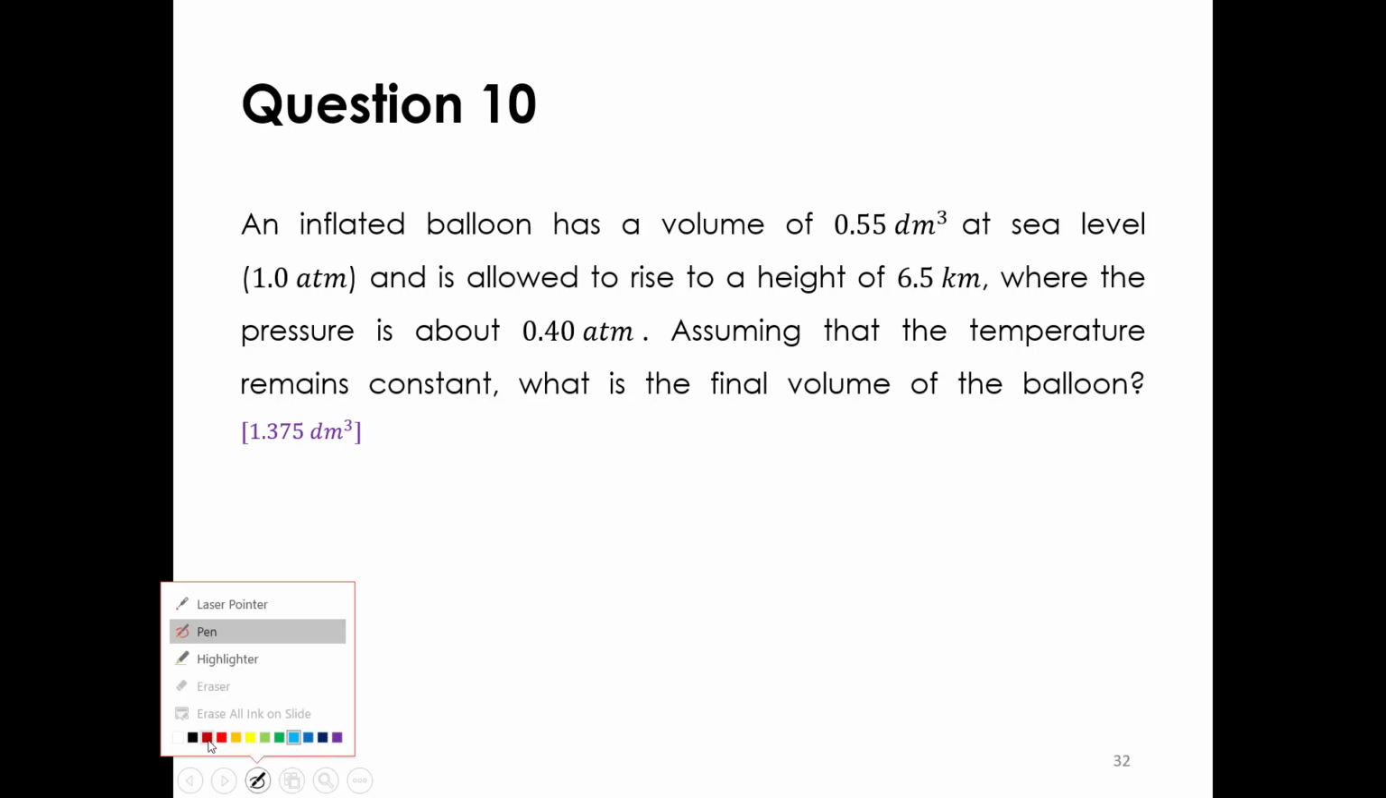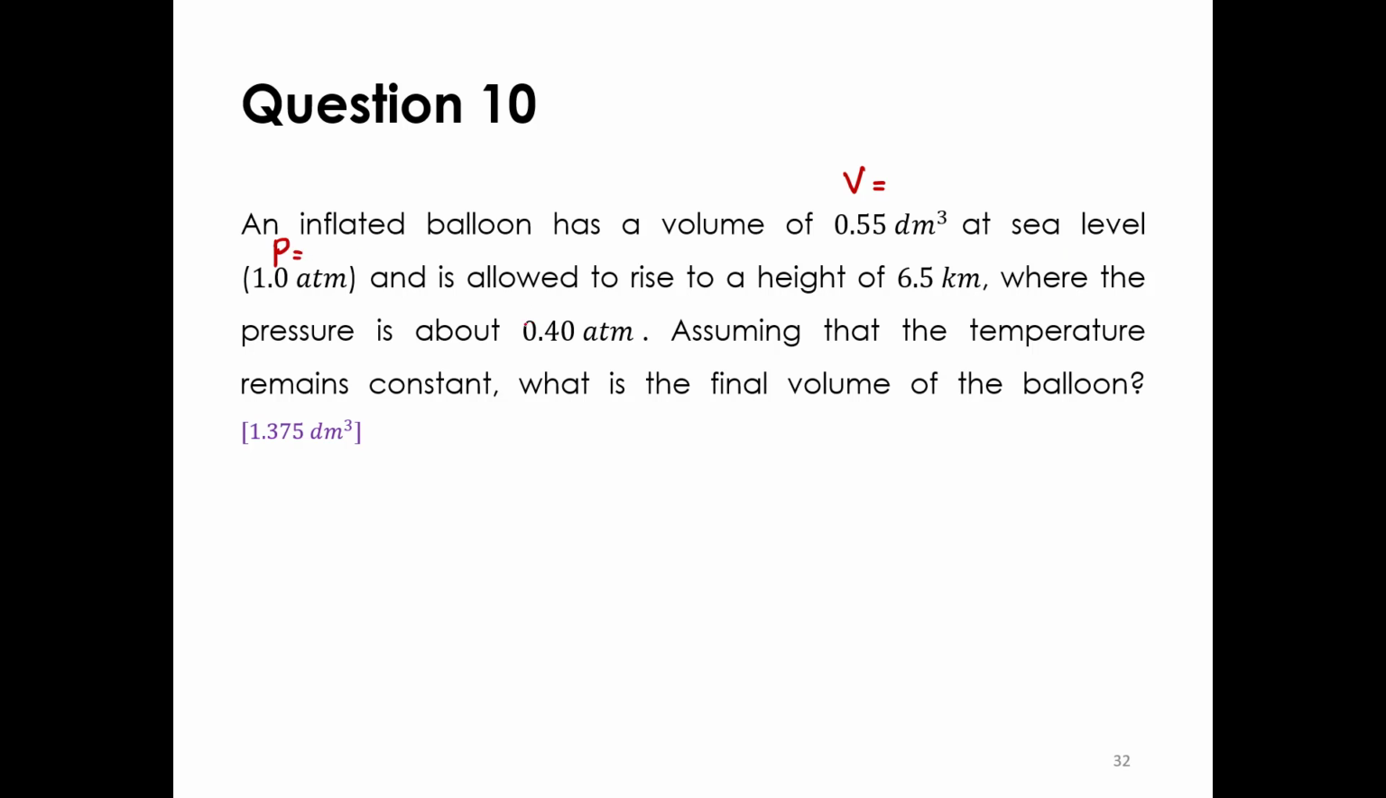Next, question 10. An inflated balloon has a volume of 0.55 decimeter cube at sea level. Sea level has this pressure, and the balloon is allowed to rise to a height of 6.5 kilometer. So I have a balloon that rises to a higher height of 6.5 km, where the pressure is different. At sea level the pressure is 1 atm. At the new height, my pressure is 0.4 atm. Assuming that the temperature remains constant, what is the final volume?